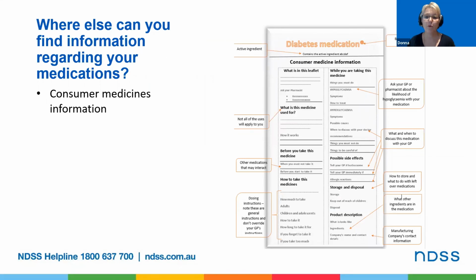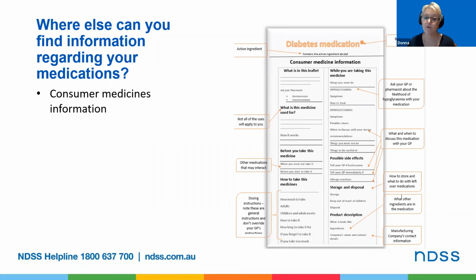If you're looking for more information regarding your medication, you could request a consumer medicines information sheet or a CMI from your pharmacist or doctor. Information you can find on a CMI is the active ingredient, what your medicine is used for and how it works, other medicines that may affect the way this medication works, possible dosing instructions. However, your GP will have directions specifically for you, and those are the ones that you will follow.